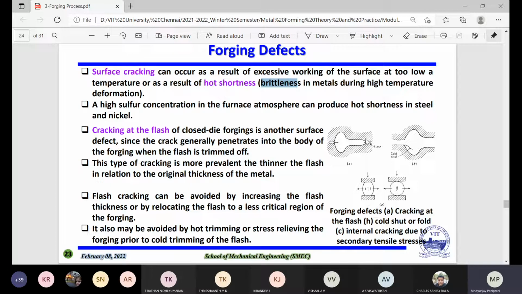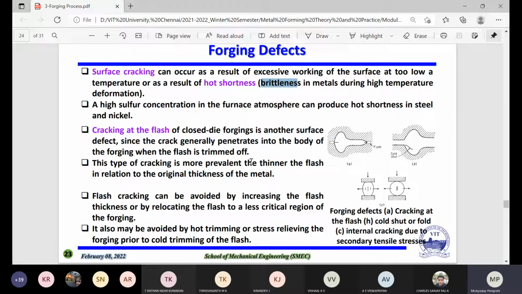If you have cracks near the flash, because you have to remove this flash, right? And if you have some cracks there, whenever you cut it, maybe this crack can propagate inside, and the moment it propagates inside, you will face some damage there, since the crack generally penetrates into the body of the forging when the flash is still on.